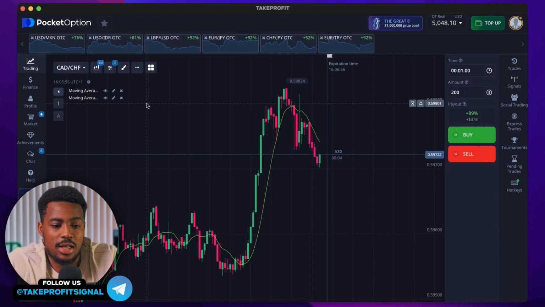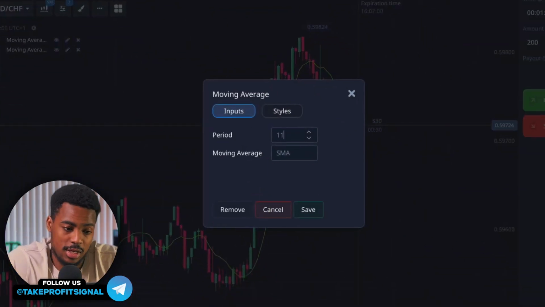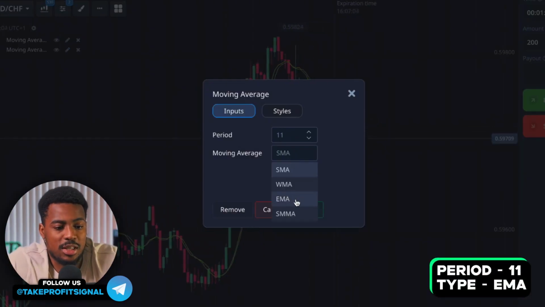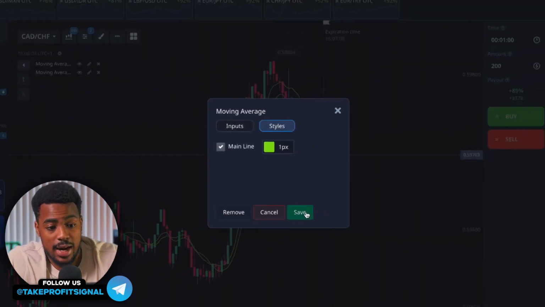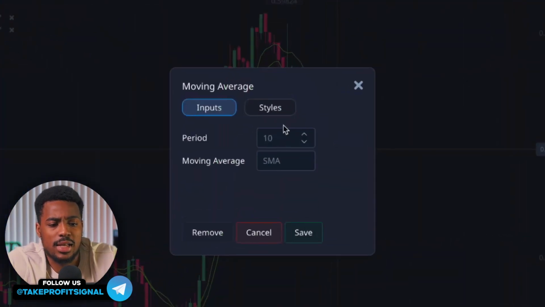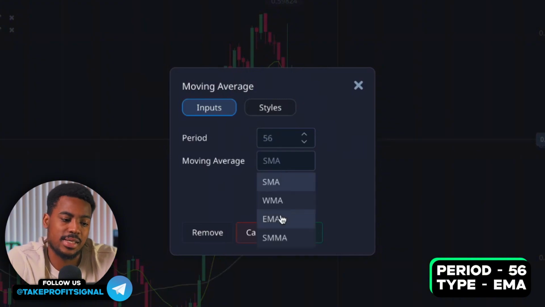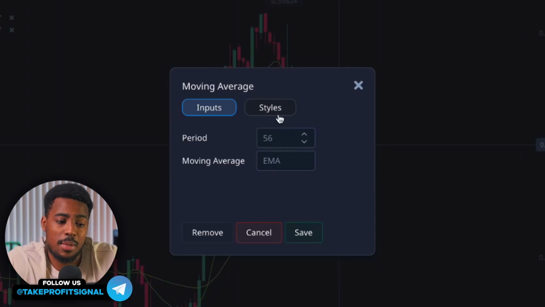Now we definitely need to customize these 2 indicators. We go to the first indicator, set the period 11, and the type of indicator must be set to EMA. In the styles, we cannot change anything. Click Save. The setting of the second indicator looks as follows. We change the period to 56. We also change the indicator type to EMA.